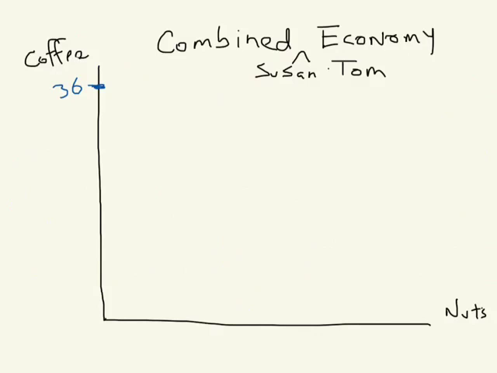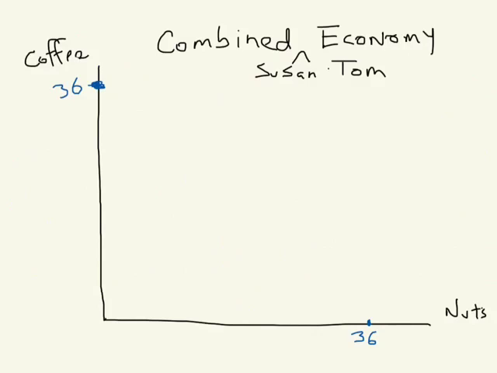By the same logic, let's get the other easy point. Now we can't just connect the dots, so it's going to be a little more complicated. If they both put all 6 of their hours into nuts, Susan can gather 12 pounds of nuts, Tom can gather 24. Combined, they can gather 36 pounds of nuts per day. You might be tempted to just draw the line. No, we can't do that, because now there are two and they have different opportunity costs.